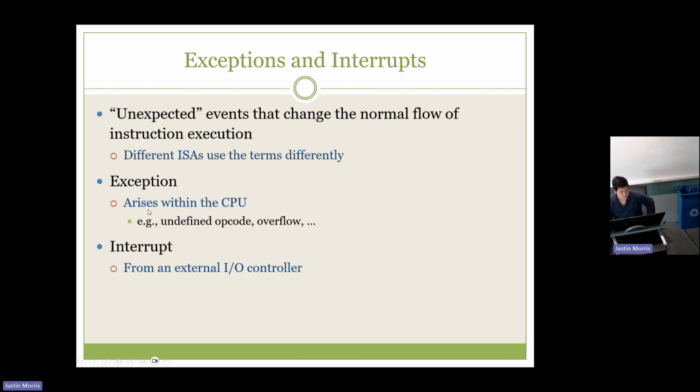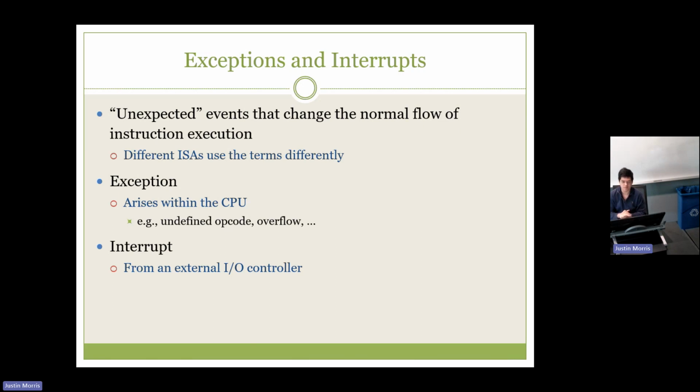And then exceptions. These arise within the CPU. This happens when you have some bad instruction, maybe an undefined opcode, or there's some overflow flag, or you're trying to reference memory that you're not allowed to reference, right? Because every program has a sliver of memory that is given by the operating system. If it tries to access memory belonging to a different program, we're going to have some exception, and the operating system is going to say, no, you can't do that.